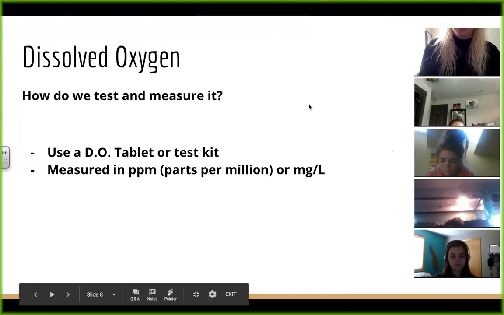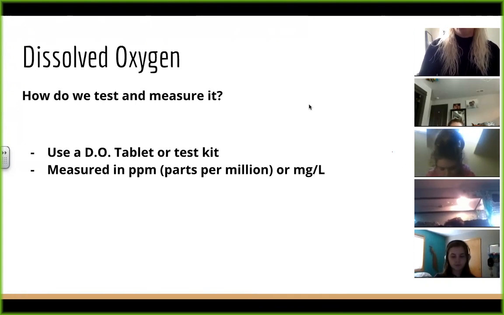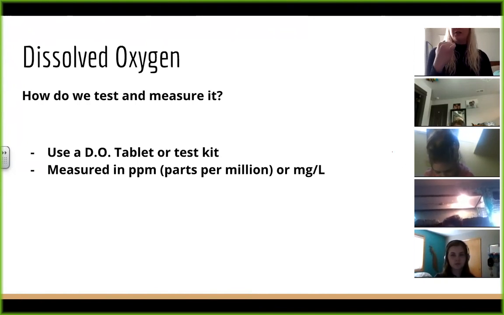So how do we test and measure it? Well, the exciting thing is that pretty much all of these tests, we're going to be using a tablet. So what actually ends up happening is we'll take a test tube of our water sample. We'll take a tablet that says dissolved oxygen on it. We'll put it inside. We'll cap it. We'll shake it for however much time it tells us. And then we're going to look at the color. So the color will actually tell us how much oxygen is in that water.